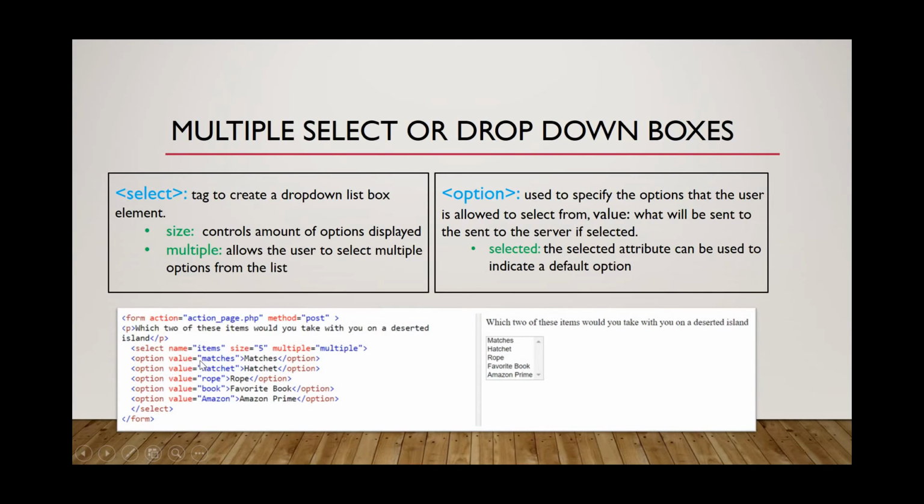Then there's a tag for each of the options. The value is matches, type in matches, and it shows up. So each option that they can select from is going to have its own option tag and value, so that if they select it, you know what the value of that option is and what they are selecting. In this case, we said, which 2 of these items would you take with you on a deserted island? They can select 2 of these, and we would know what value they selected, and so what 2 items they would take. So that's kind of cool.